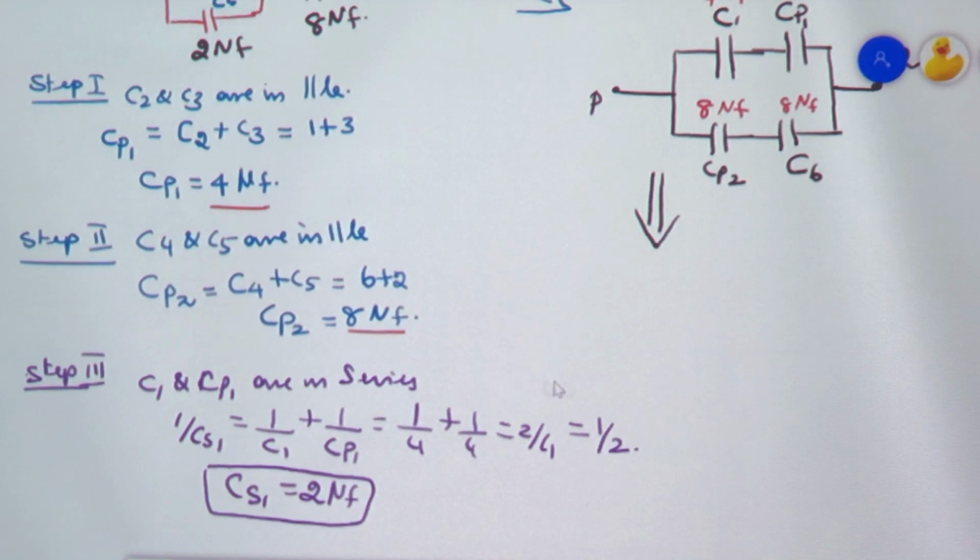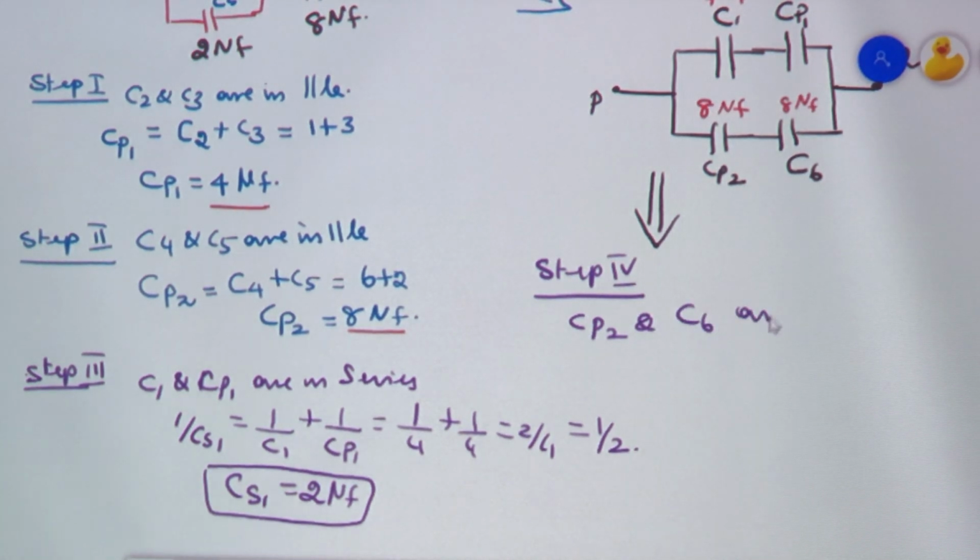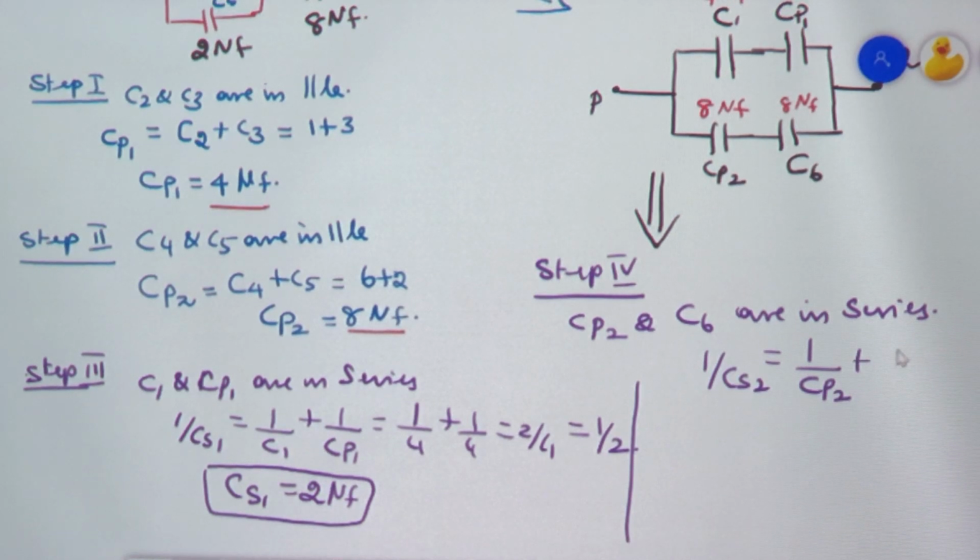Similarly, I am writing here how to get step 4. Look at this diagram. Cp2 and C6 are in series. So Cp2 and C6 are in what? They are in series. So if both these are in series, then I can get the calculation like this. 1 by Cs2 is equal to 1 by Cp2 plus 1 divided by C6.